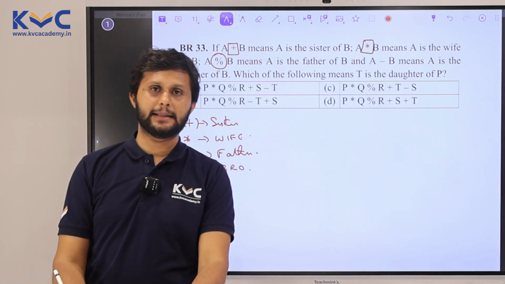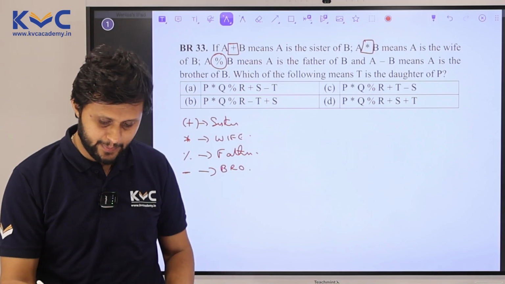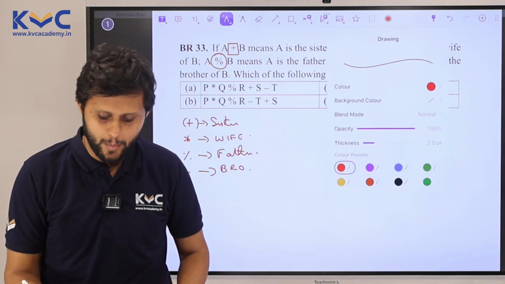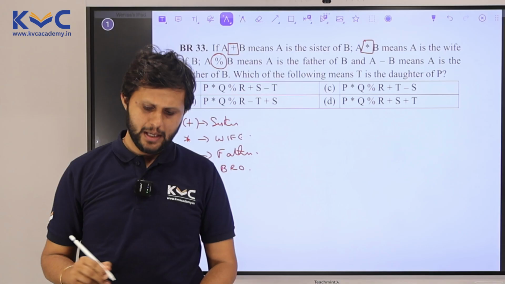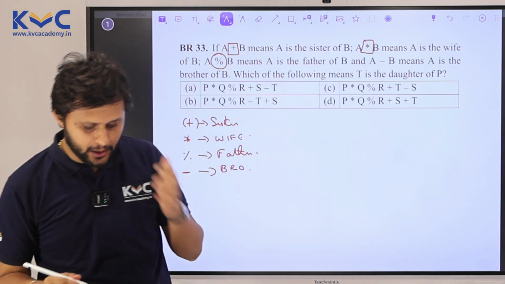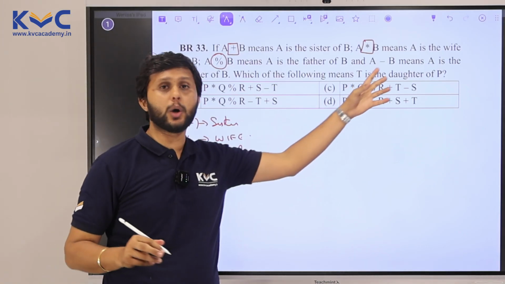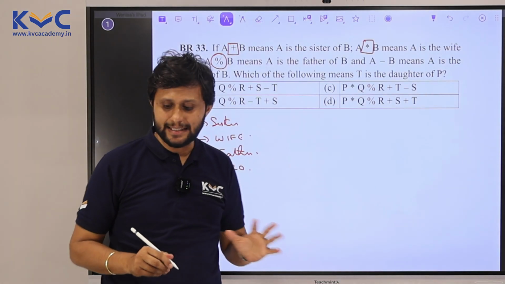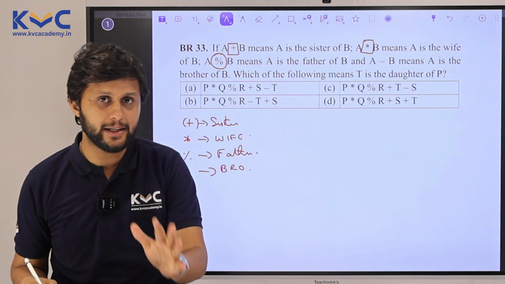Now this is given. Correct? Okay. I've identified this much. Now I'll switch to a different color. We'll go back to blue. If you see the options, or before that the question, which of the following means T is the daughter of P? T is the daughter of P. That's what we need to know.